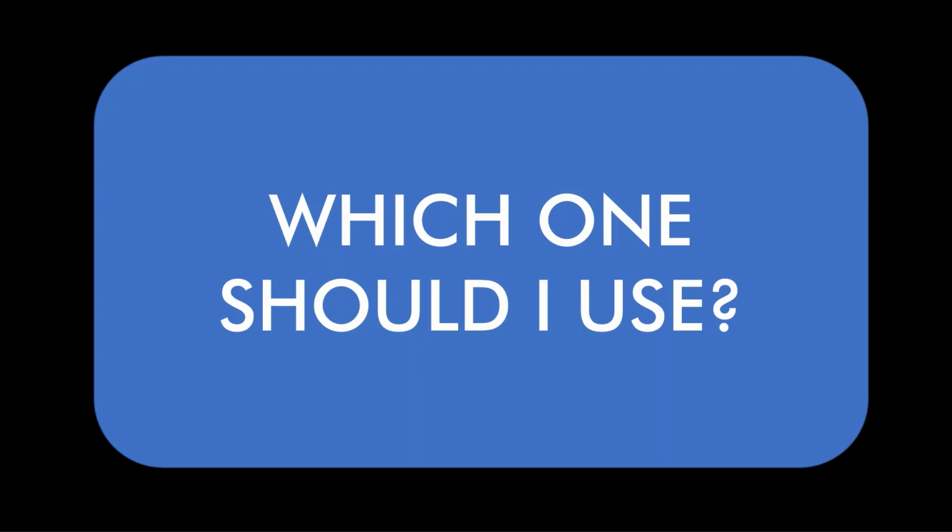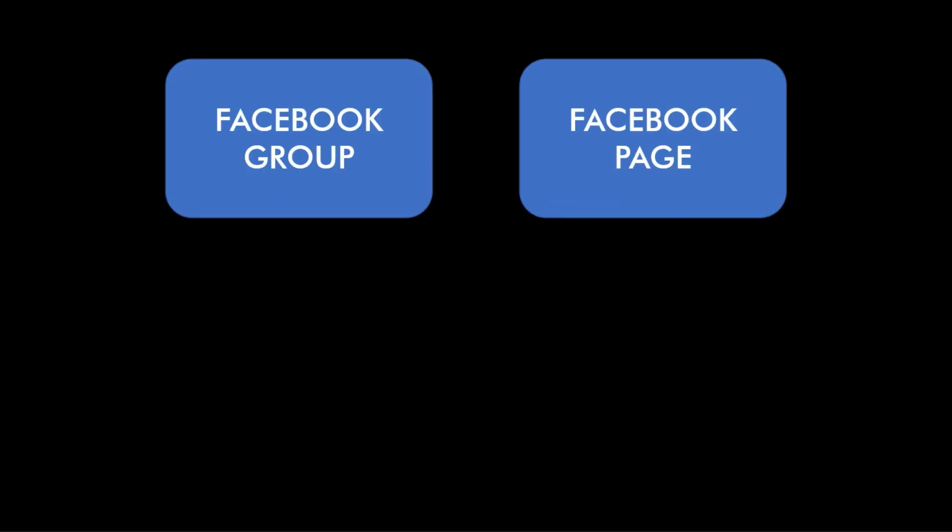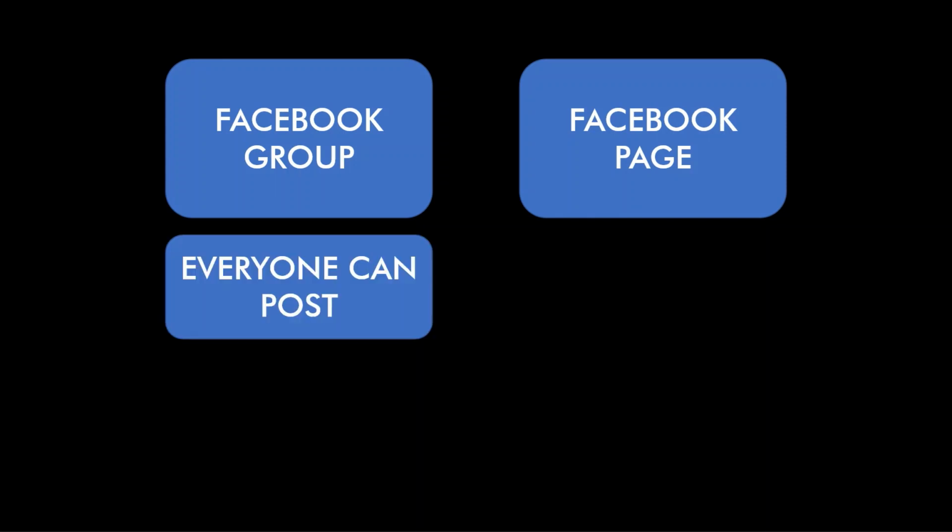Well, there are advantages and disadvantages to both, so I'm just going to run through those. Okay, we've got a Facebook group and we've got a Facebook page. A Facebook group means everyone can post. They're joining the group because they usually have some sort of question they want answered. They want feedback. It's social media. That's the social part of social media. They want to post something and ask a question.